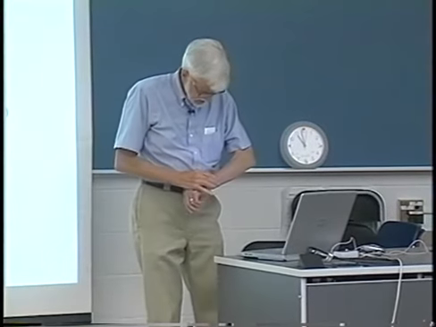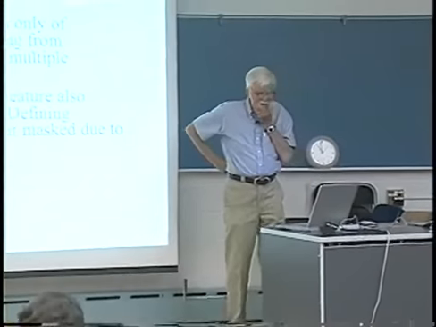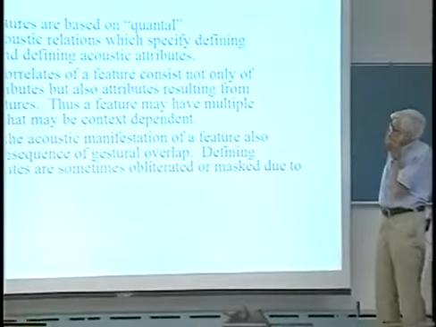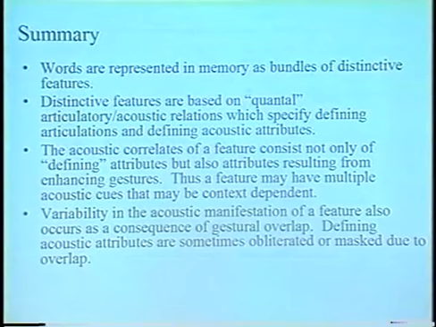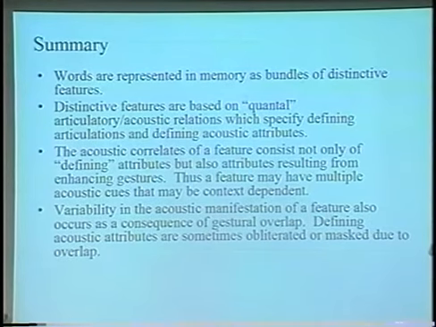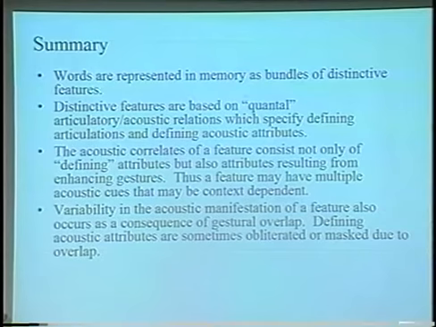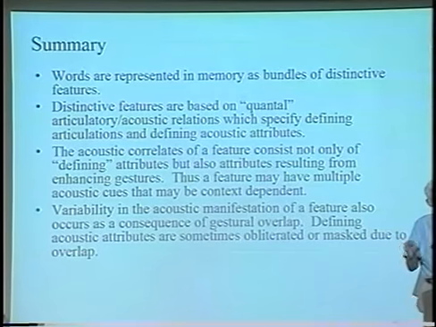So let's see. Here's a summary. These are the things I've been trying to say. We represent words in memory as bundles of distinctive features, and basically we're suggesting that each word has one representation. Now there are going to be cases where you may need more than one. Like a word like wanna for want to, which would be hard to derive; even though you might be able to figure out how that comes from want to, it might be easier to store words for that.